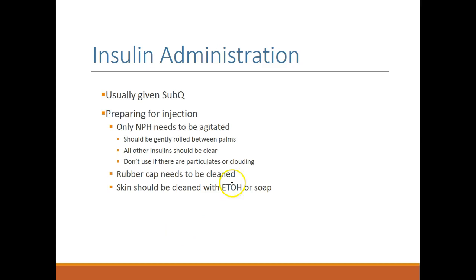Insulin and diabetes. Insulin is usually given subcutaneously. Only NPH needs to be agitated, which means gently rolled between the palms. This is intermediate-acting insulin, and it's usually cloudy. All other insulins should be clear. When educating a patient taking an insulin that is not NPH, tell them to check their insulin every day and make sure it's still clear. If it is cloudy or has crystals in it, it has gone bad, so discard it. The rubber cap needs to be clean, and the skin should be clean with alcohol or soap.